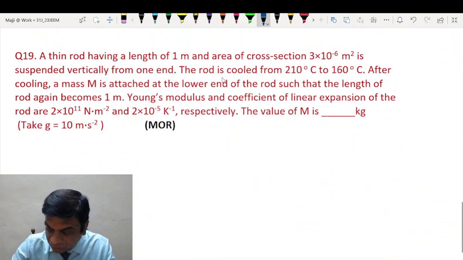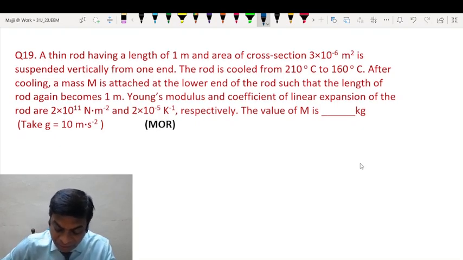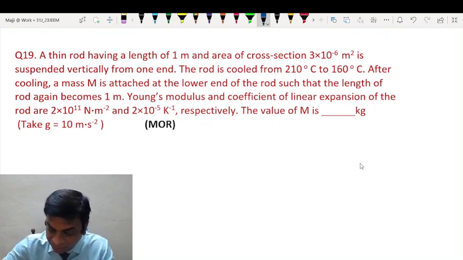Then moving to the next question. A thin rod of length 1 meter and cross section area this much is suspended vertically from one end. The rod is cooled from this to this degree. After cooling, a mass M is attached at the lower end of the rod such that the length of the rod again becomes 1 meter. Young's modulus and coefficient of linear expansion of the rod are this much. The value of M is.